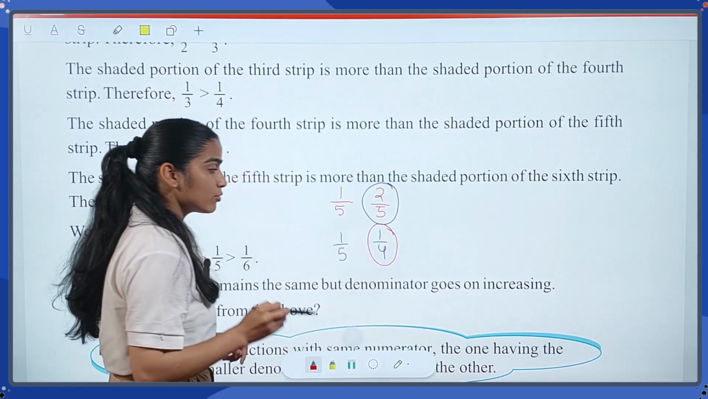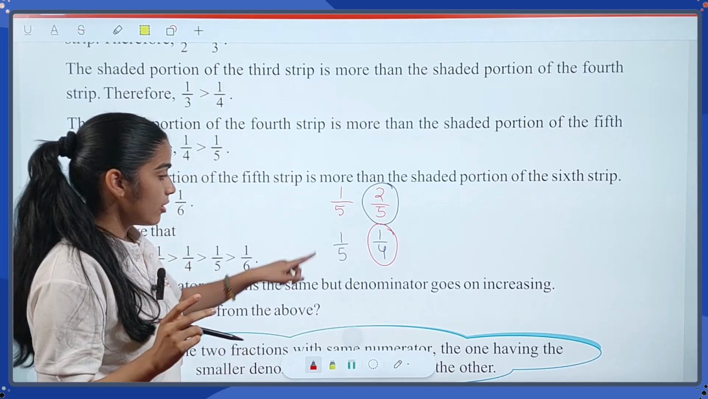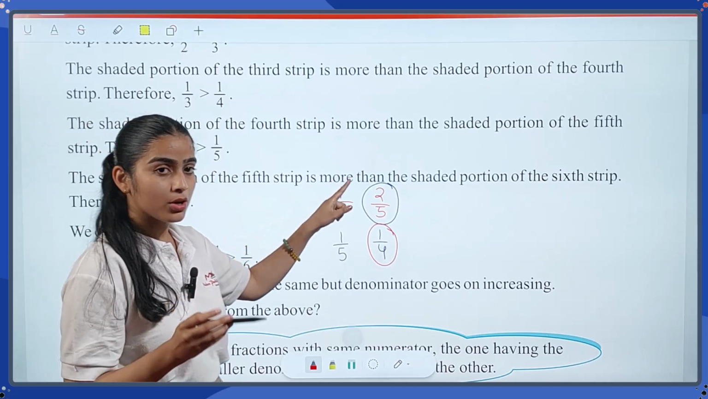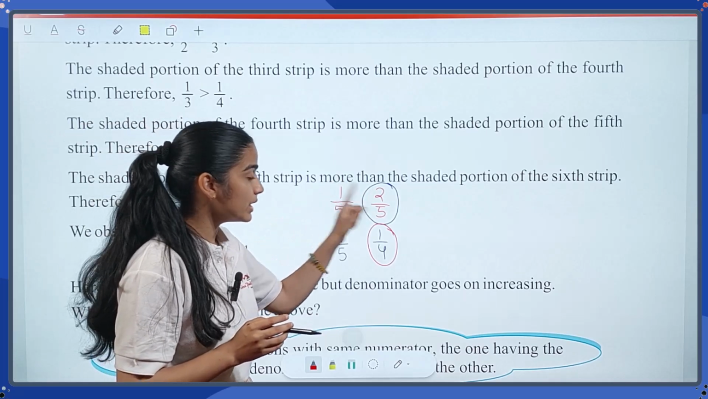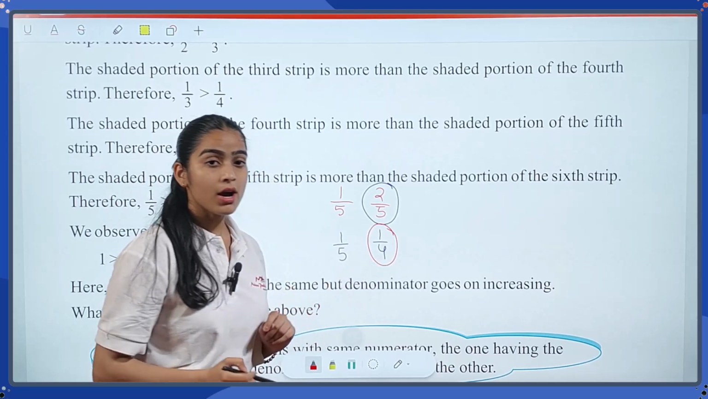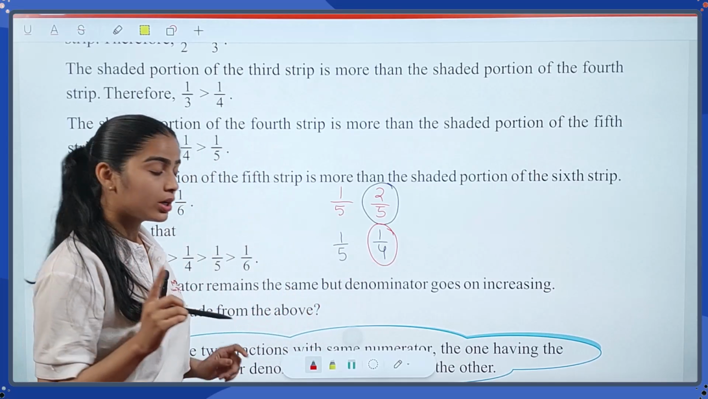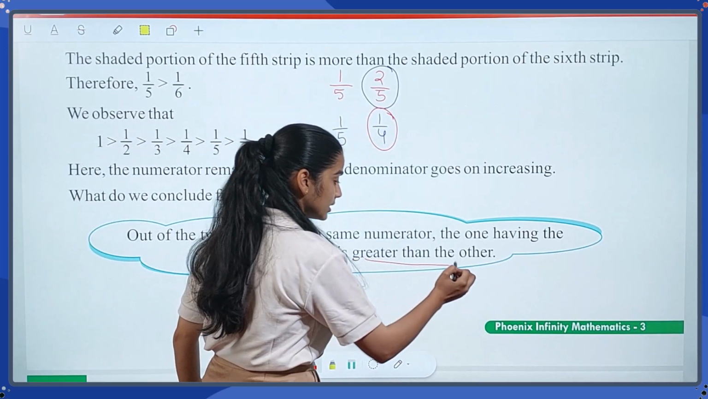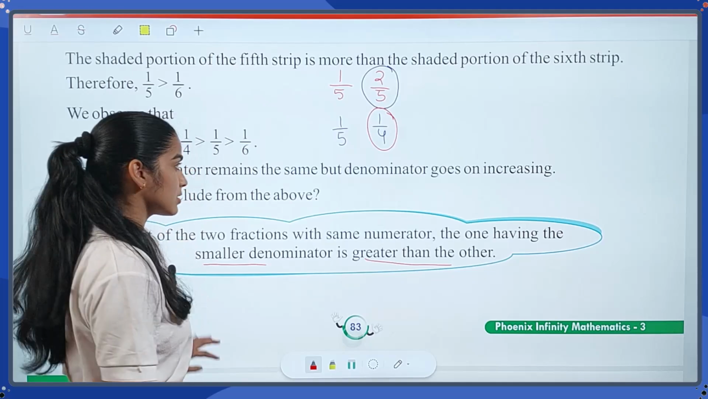So you just have to remember two things in your mind. If you have the same denominator, then you have to select which one is bigger or smaller according to their numerator. But if you have different denominators, then you have to select which one has the smaller denominator. The smaller denominator is greater than the other. I hope, students, this is clear to you. Okay.